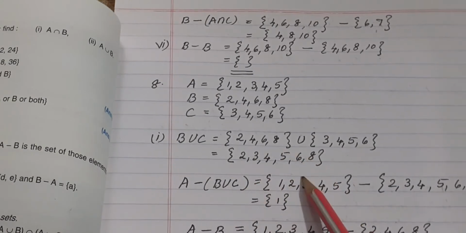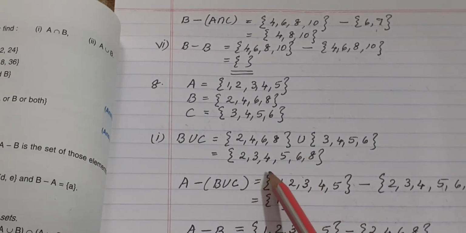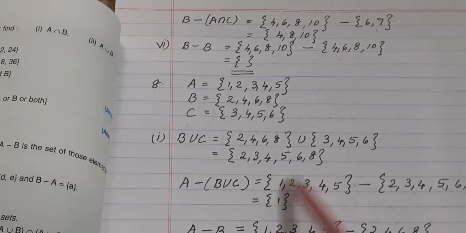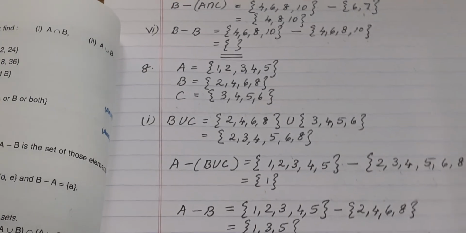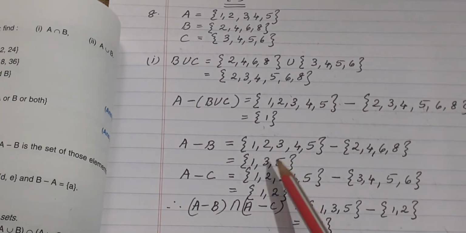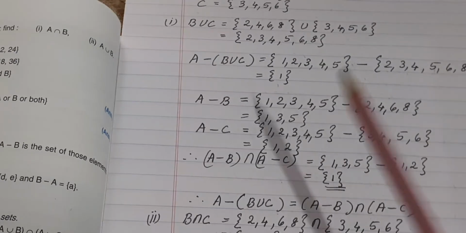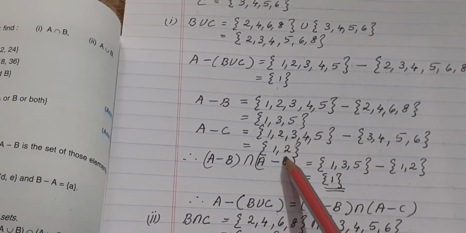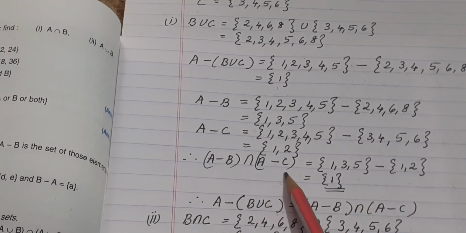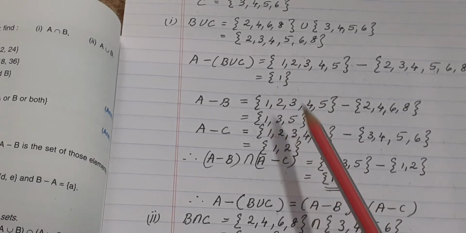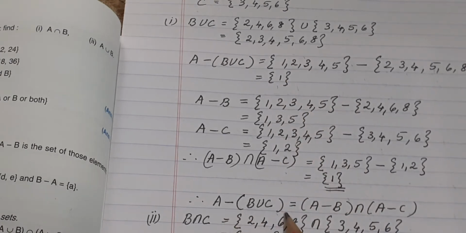Then B union C you can find out. So you will get {2, 3, 4, 5, 6, 8}. A minus (B union C) is the set of elements of A which are not in B union C, so only 1. Then A minus B is the set of elements of A which are not in B, which means {1, 3, 5}. Then A minus C means the set of all elements of A which are not in C, so {1, 2}. So (A minus B) intersection (A minus C), which are the common elements of these two? Only 1 will come. So here we got 1, here also 1. That means A minus (B union C) is equal to (A minus B) intersection (A minus C).